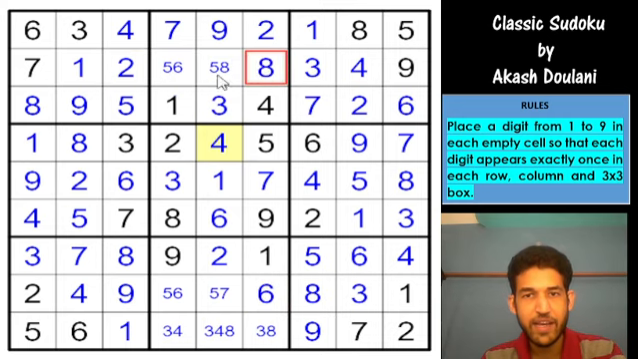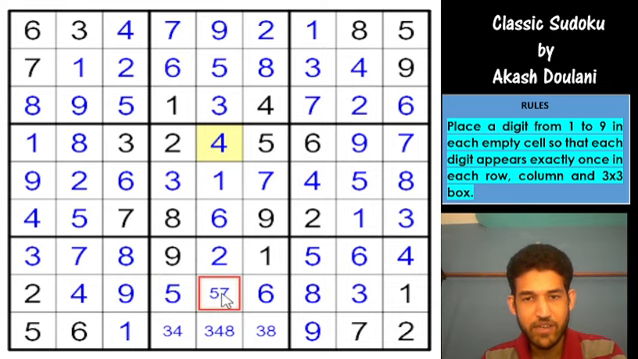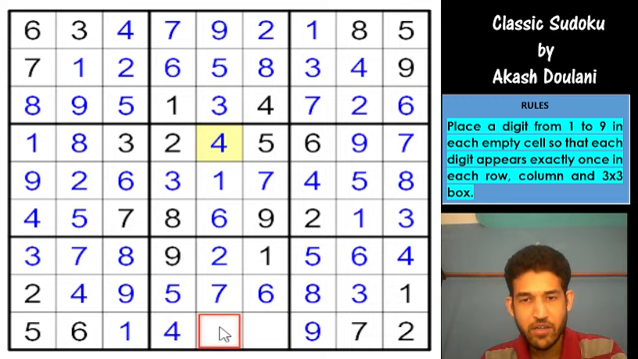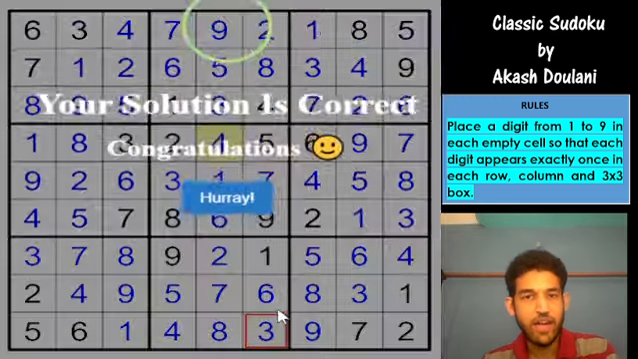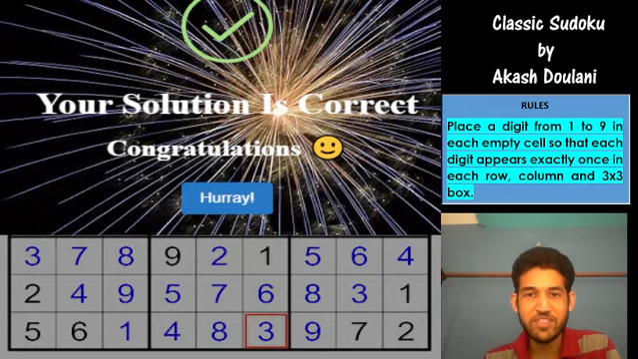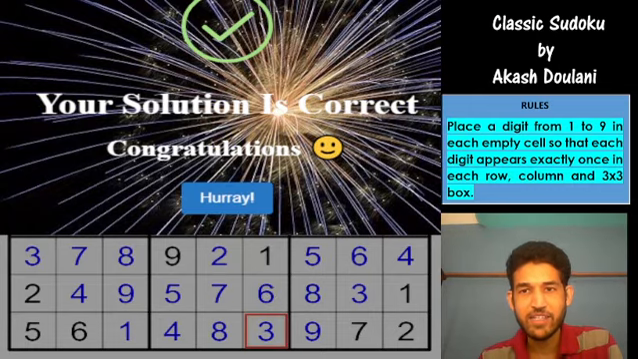which means this must be 8, this must be 5, that must be 6, that gives me a 5 here, gives me a 7 here, and we can complete these 3 digits just like that. 4, 4, 8, and 3. And with that, you got the message, your solution is correct, and congratulations.